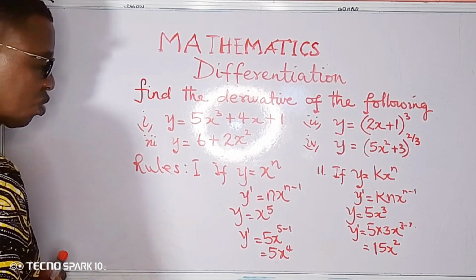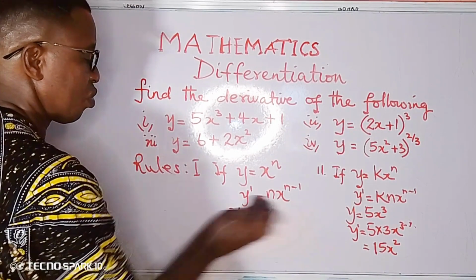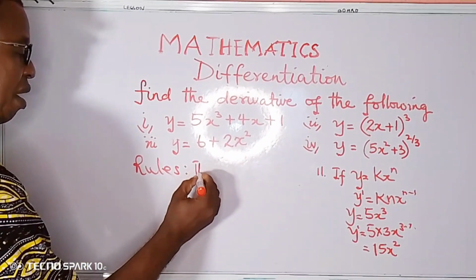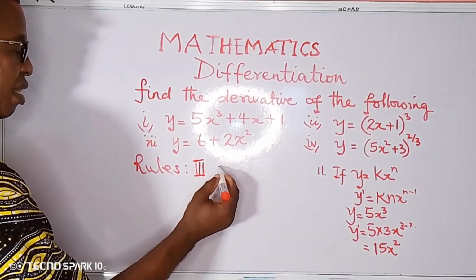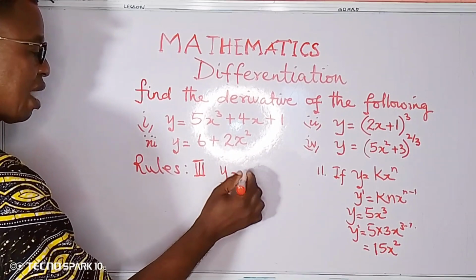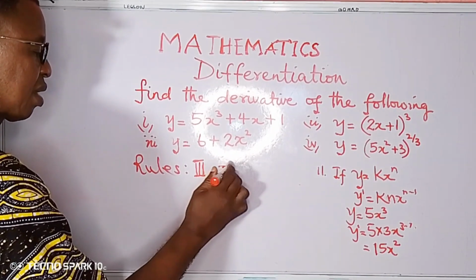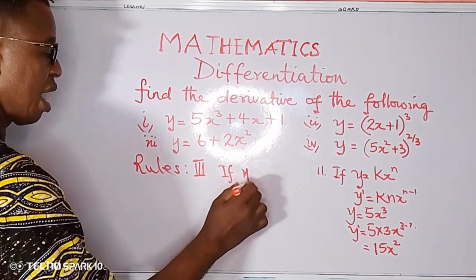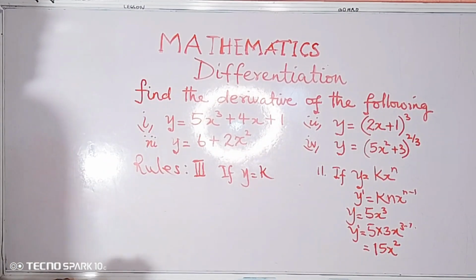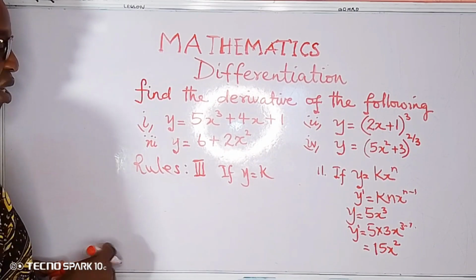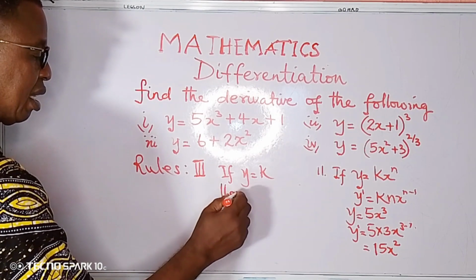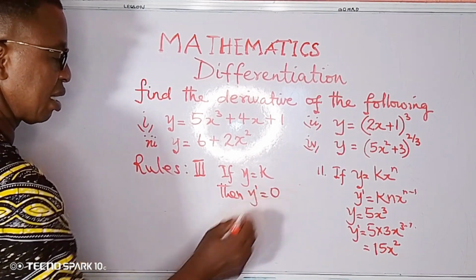Very quickly, I want to take this off so that I can come up with rule number 3. Now, rule number 3 says, let me state it clearly so that you don't mix it up: if y is equal to k, where k is exactly a constant, then the derivative of y is equal to 0.